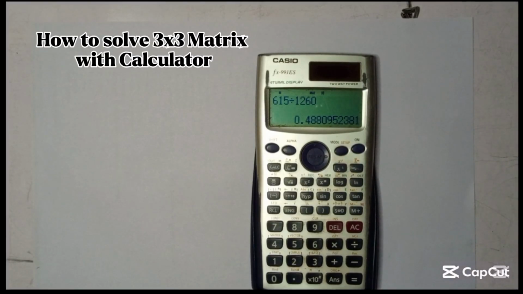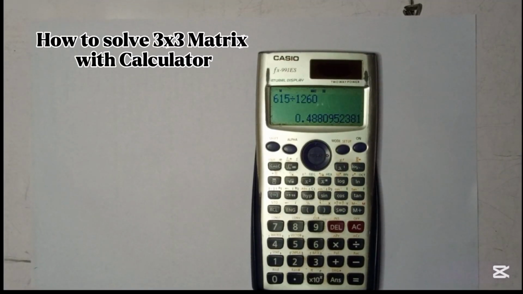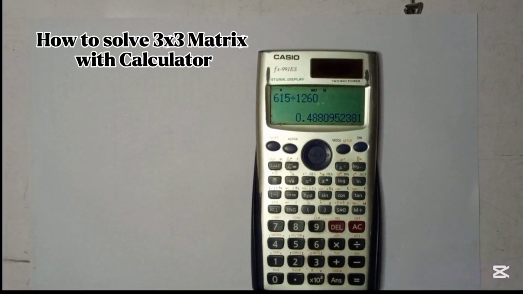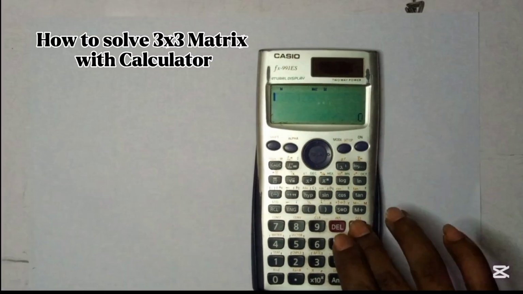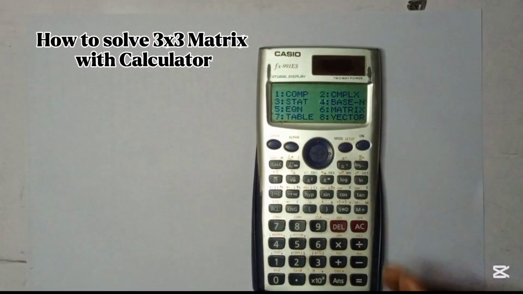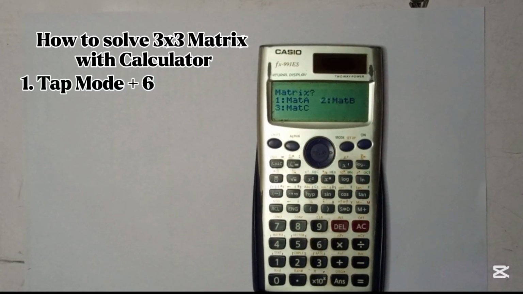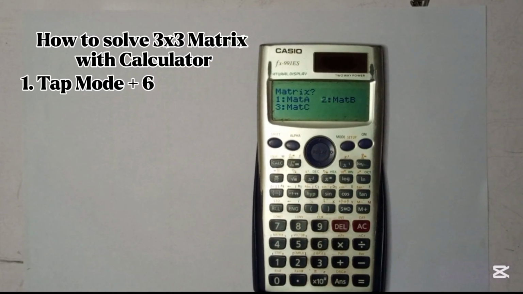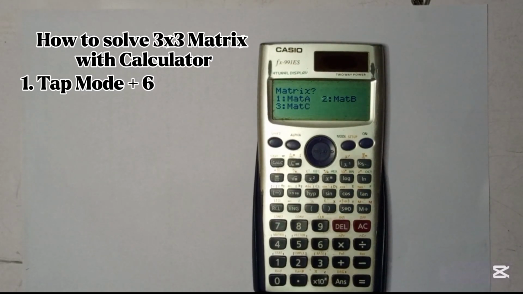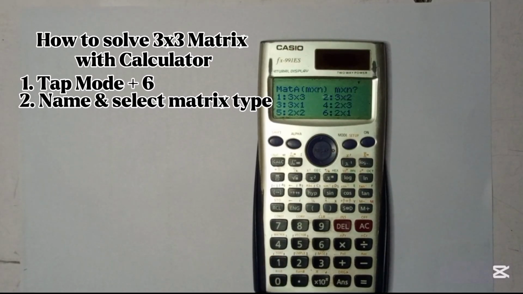Let me show you how to solve a 3 by 3 matrix using this FX-991ES calculator. First, go to mode, press mode. For matrix, you press 6, and you're shown the option to assign at least up to 3 matrices. Let's use matrix 1 as an example. Press 1 to go to matrix 1.